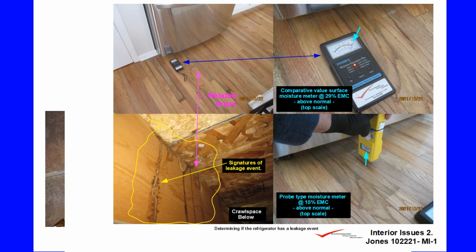Okay, going down, we use a different type of meter called a pin or probe type moisture meter. And this one read out at 15% EMC. You've got to know the delta start of hardwoods for what they should average or be normal for moisture in the wood. It's around 10 to 12. These are well over that. Now I went down underneath into the crawl space and look what we found: signatures of a leakage event.